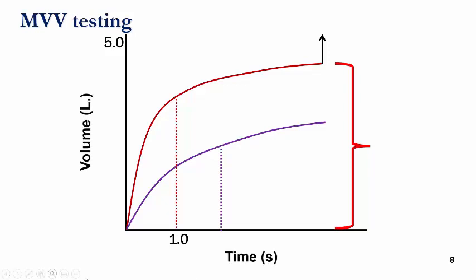Along the x-axis here is a measure of time, and the 1 second period is the indicator that we'll be looking for. And of course, what we're measuring here is the volume of air. At the top end, what we see here is the total amount of air in the lungs, which is total lung capacity in the healthy average adult, is about 5 liters.